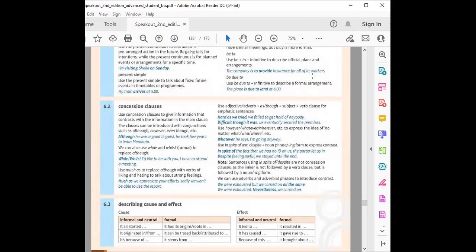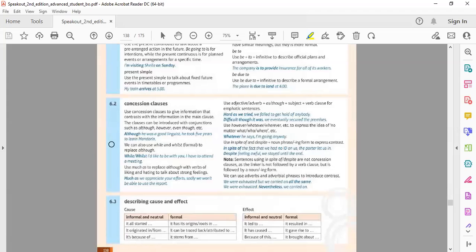Okay. So it's telling us to use concession clauses to give information that contrasts with the information in the main clause. The clause can be introduced with conjunctions such as although, however, even though. They all help us to show that contrast. An example here: although he was a good linguist, comma, he took 5 years to learn Mandarin.